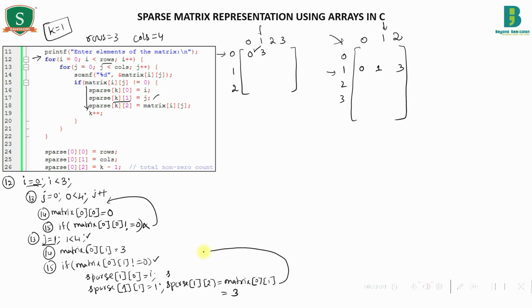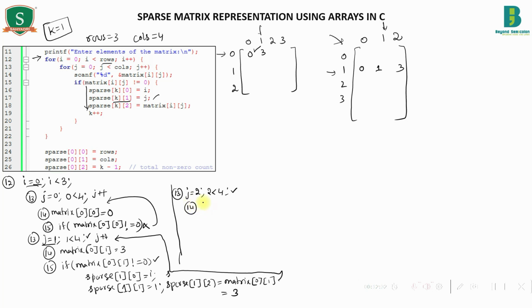Now it goes back and updates the j value, j plus plus. Again it executes the 13th line. J is equal to 2, 2 less than 4. The condition is true. In the 14th statement, it takes the input from the user. Matrix of i value is 0, j value is 2. If I assign the value 0, 0 will be placed here. The moment I assign the 0, it goes to the 15th statement and checks the condition: if matrix of 0 comma 2 is not equal to 0. The condition failed because the value is 0.